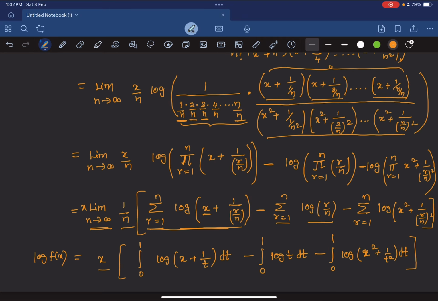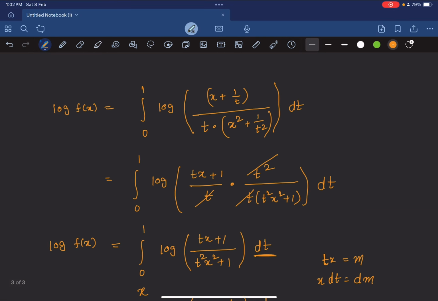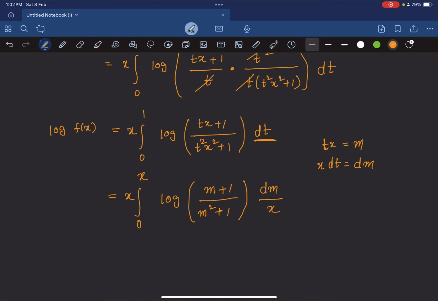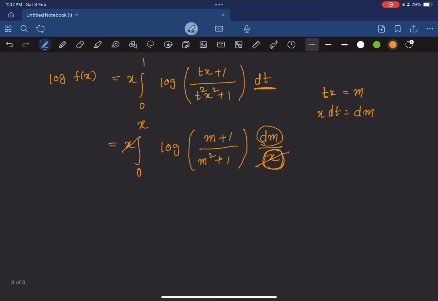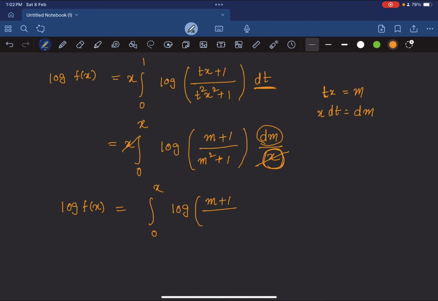So here we have x times the integral. Now here the variable is m, so x is independent of m and we can bring it out. So this x and this x will get cancelled. So log of f of x is simply integral 0 to x log of m plus 1 upon m square plus 1, dm.